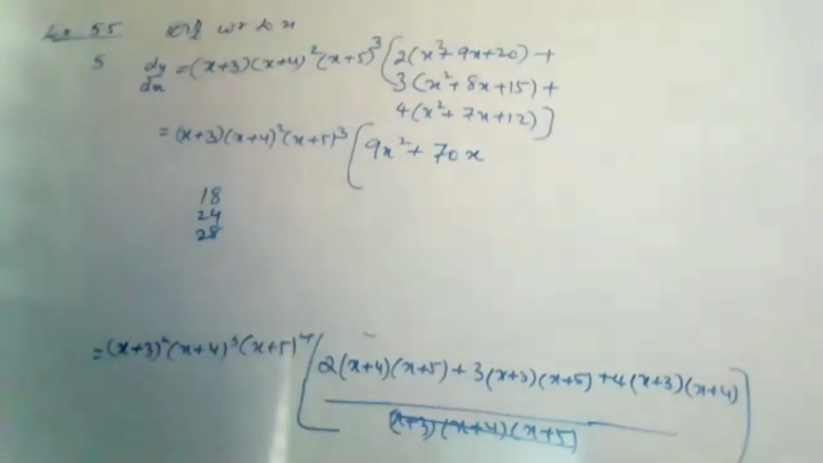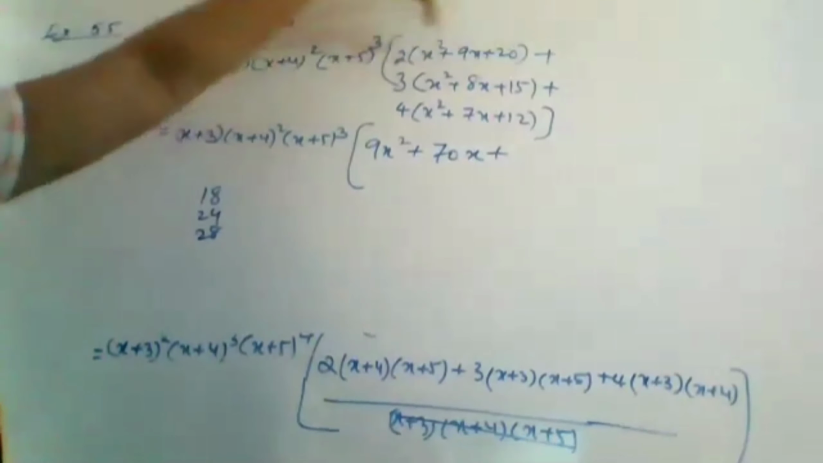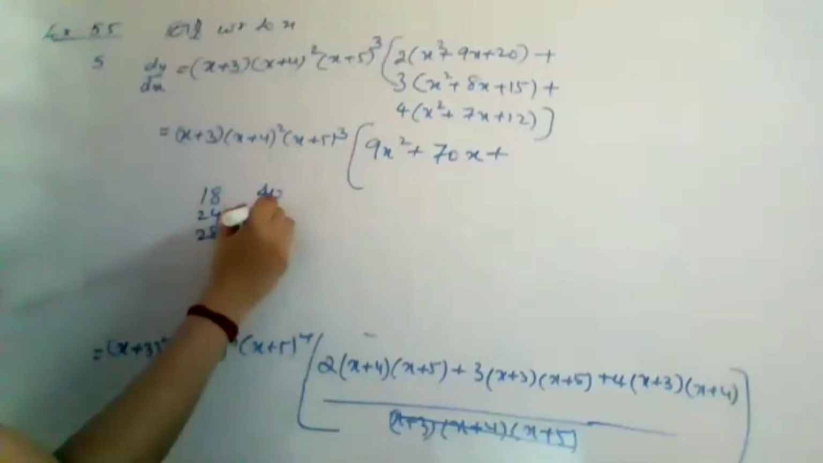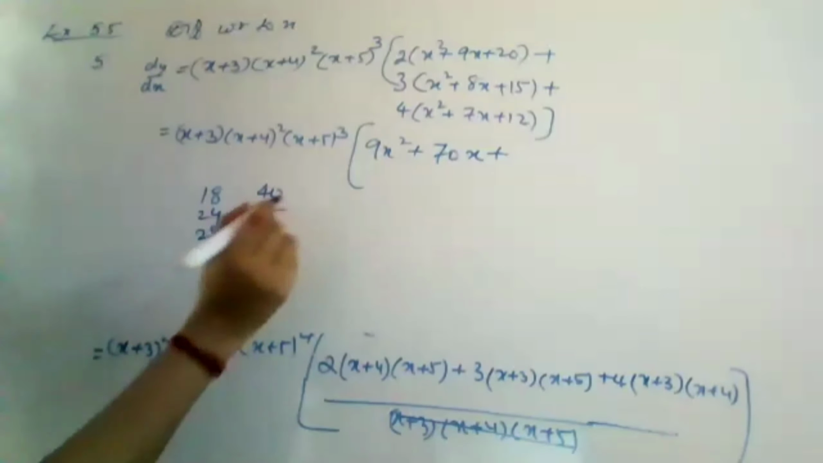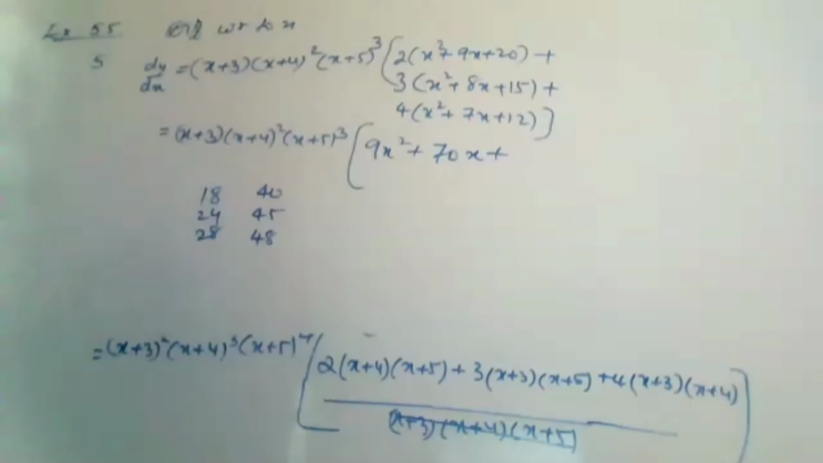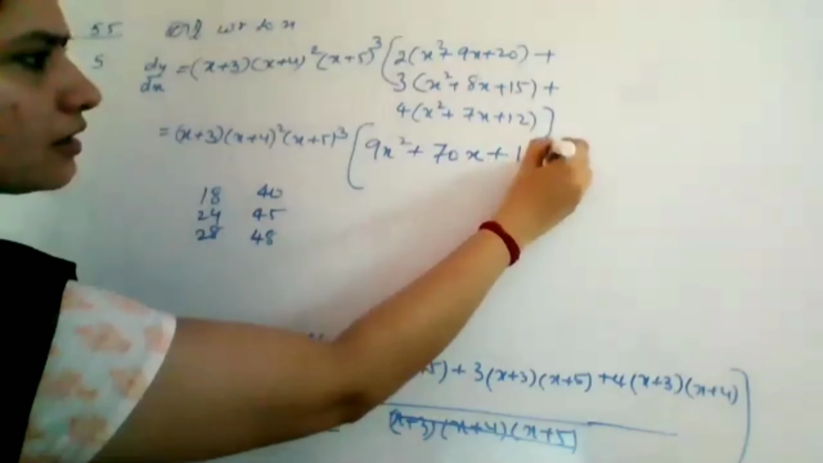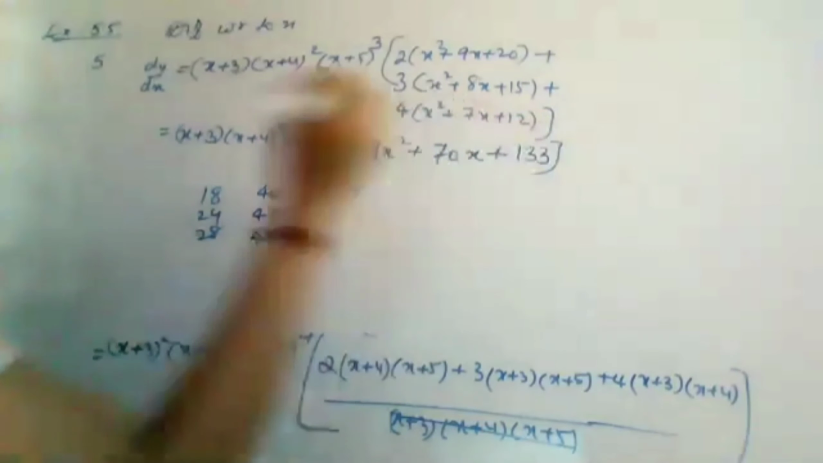70. 70. And the last one is 2 into... Don't forget this 2. Okay, I have not expanded. 40 and 45 and 8. How much? 133. Is it? Yes, ma'am. So you can stop here.